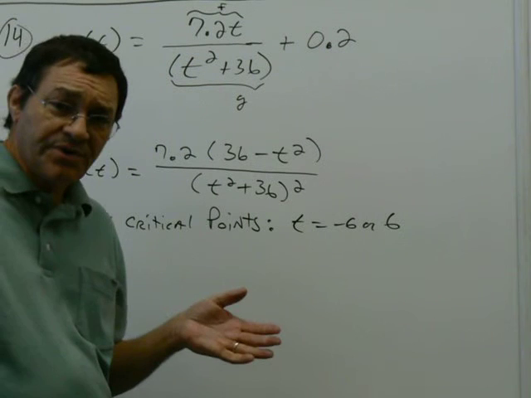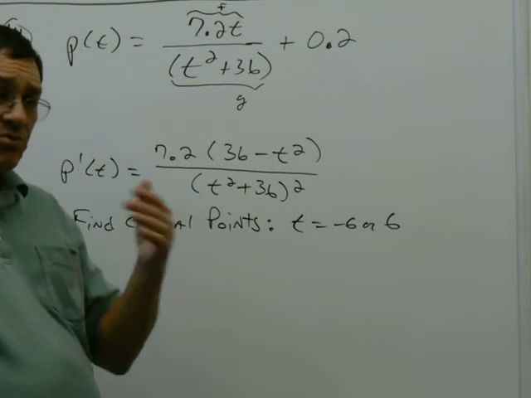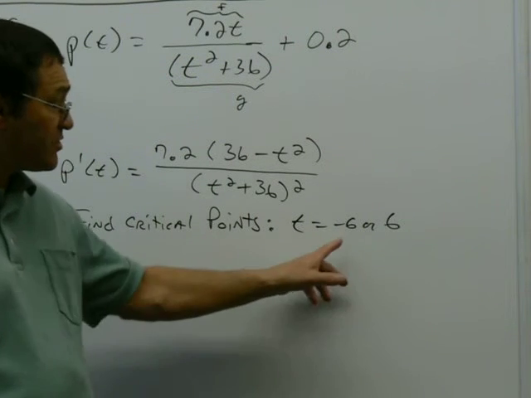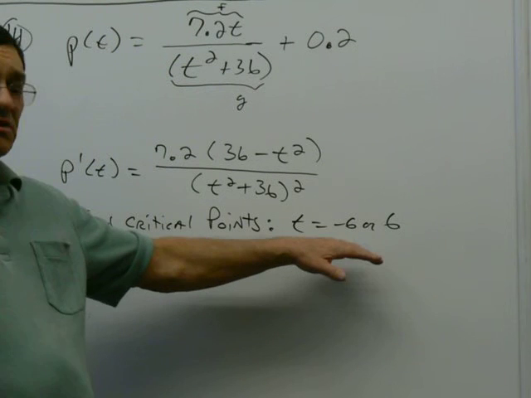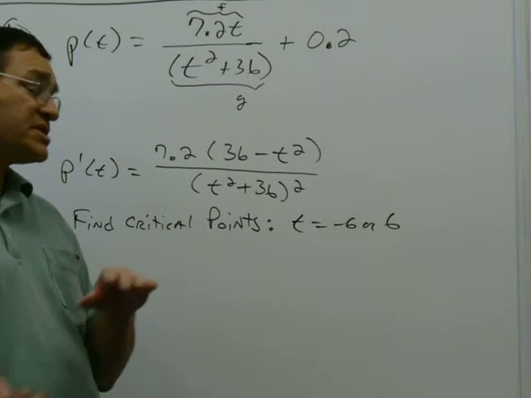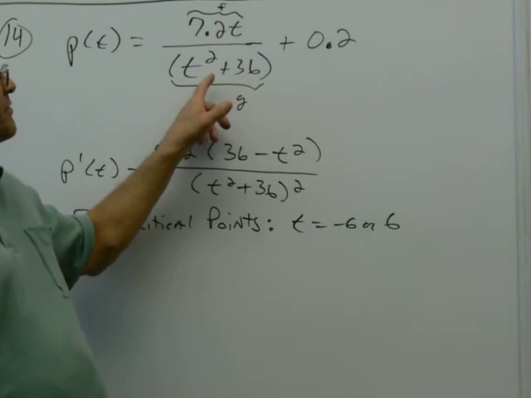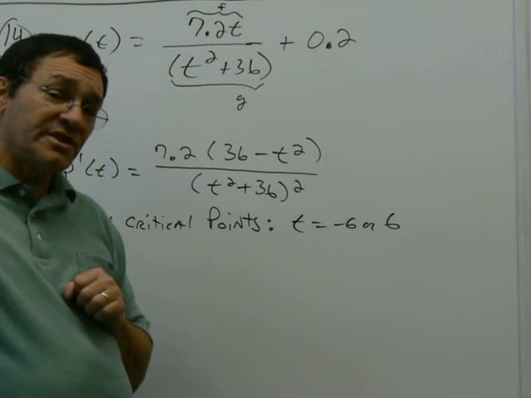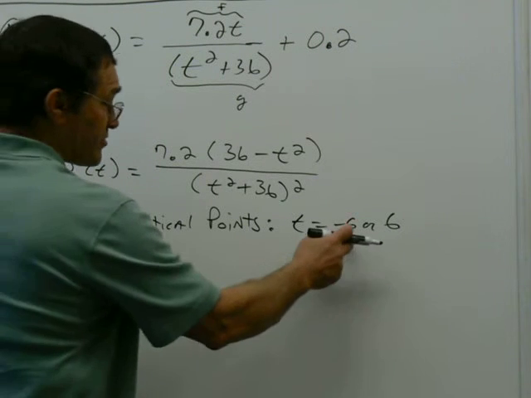Now, what does T represent? Well, in the real world, it's how many weeks into the campaign. So -6, this is an analytic answer, but it's not in the domain. Up here, the domain of our function T has to be greater than or equal to 0. So essentially, we can throw that out.